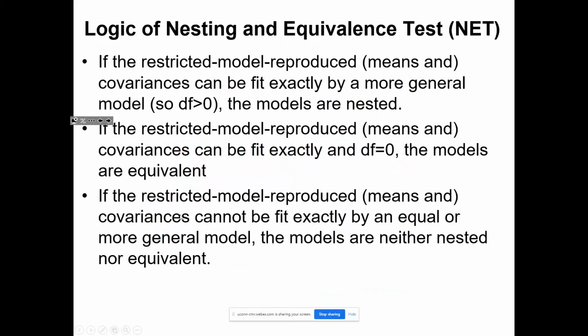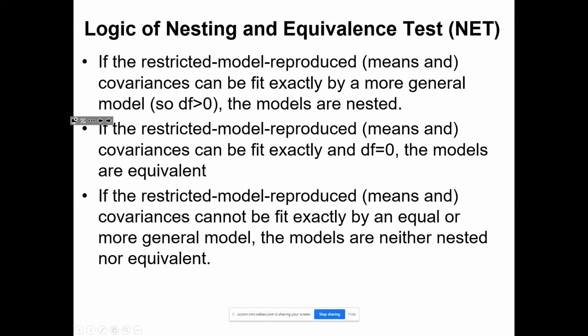So obviously, if you do this, and your model 2 doesn't have a chi-square of 0, then your two models are neither nested nor equivalent, right? But you'll know whether you were testing for nesting or equivalence because the two models would have had the same degrees of freedom if you're testing for equivalence. The two models would have different degrees of freedom if you're testing for nesting. But either way, if you don't get a chi-square of 0, then your two models are not nested and they're not equivalent.